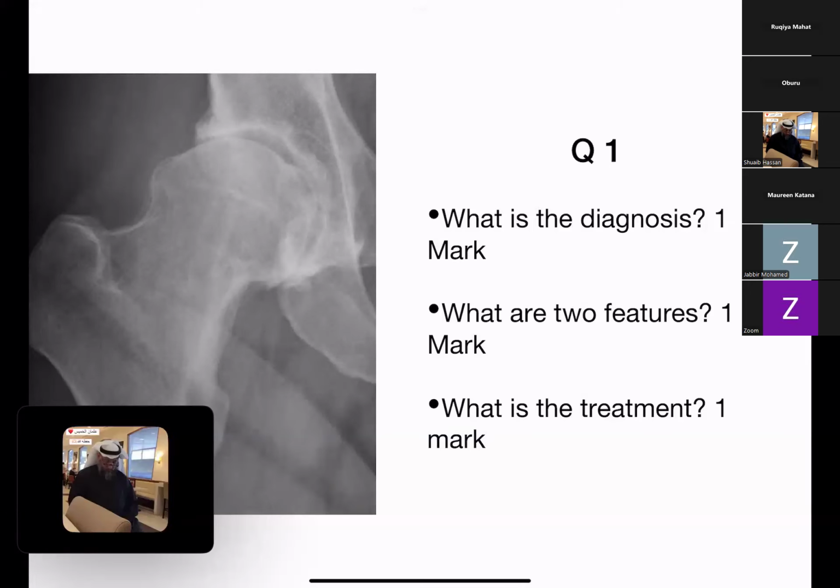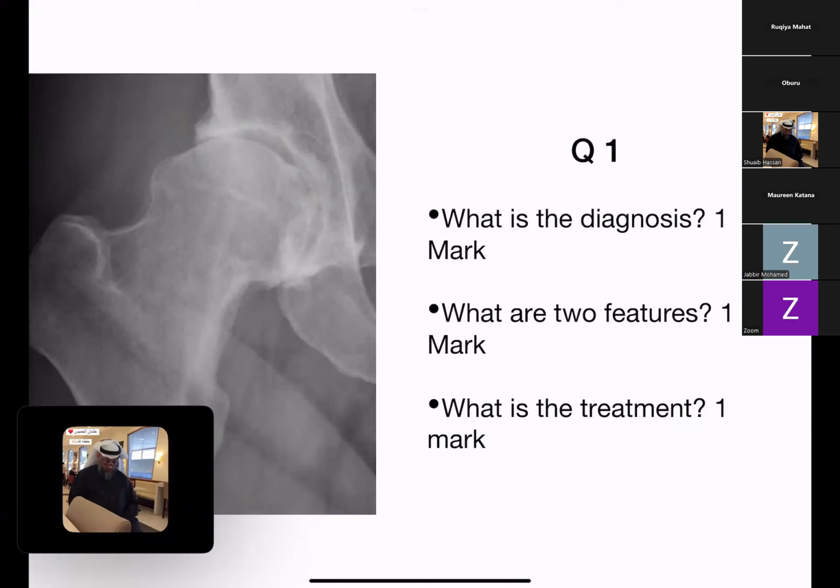Someone has written in the chat that that is an OA of the hip. OA of the hip, okay. Two features. In this, you can see there is loss of joint space. There's a bit of subchondral sclerosis. There's maybe a little bit of osteophytes, okay? And the subchondral cysts are not yet there, okay?